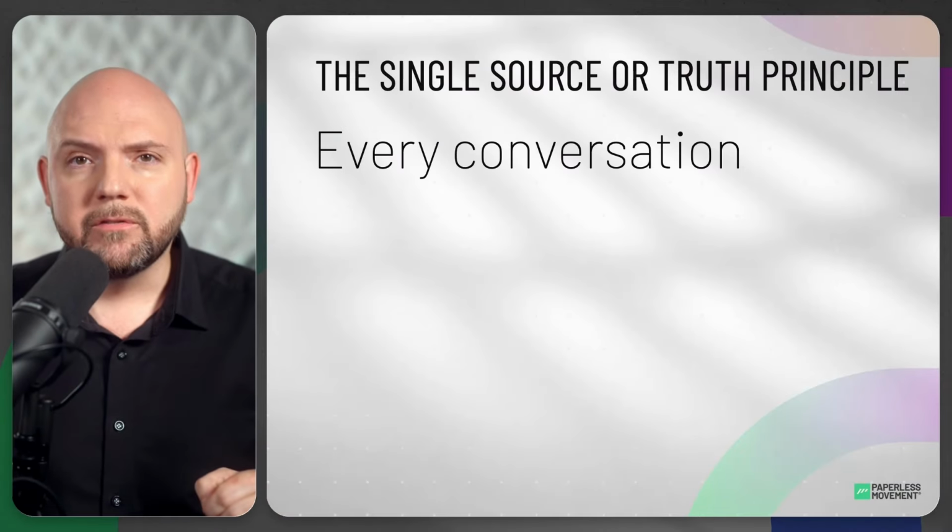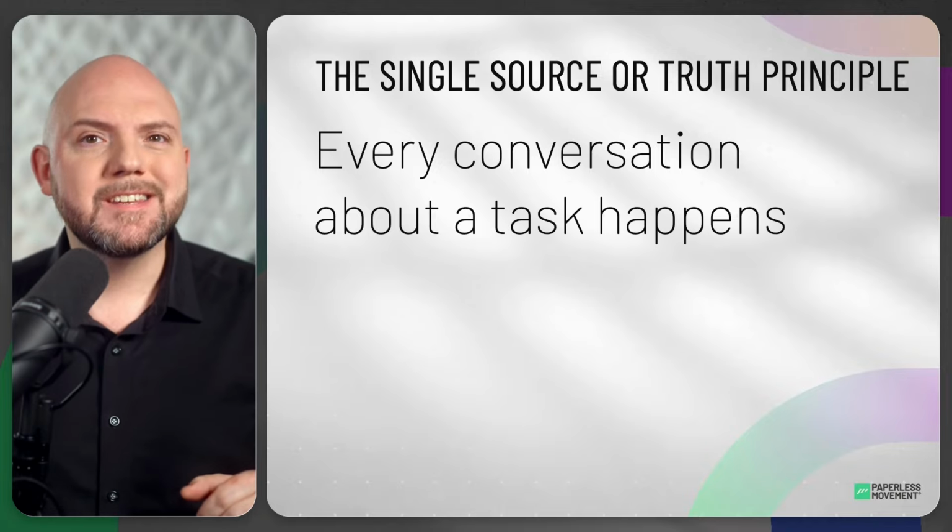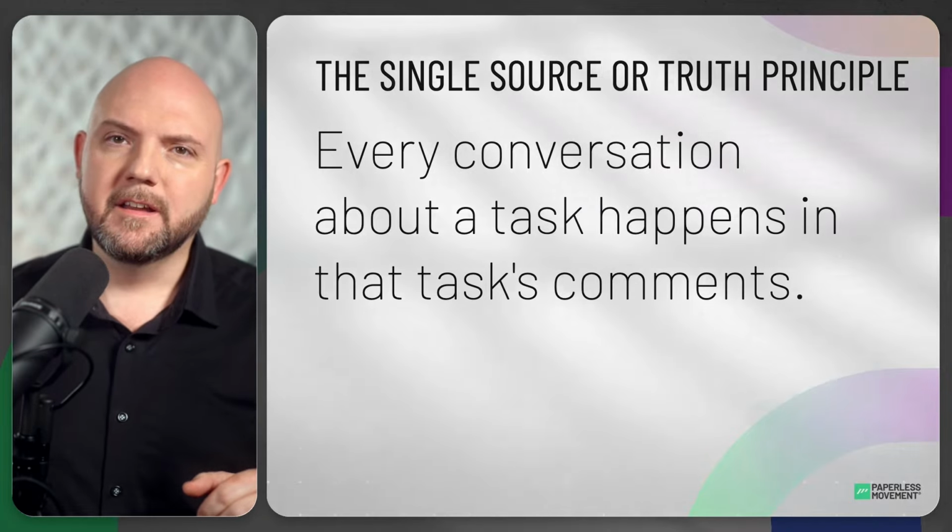Third, implement single source of truth through context and communication. This is where most teams completely fail. They build a perfect structure, then all the actual communication still happens in Slack, Microsoft Teams, Google Chat and email. Here's the rule. Every conversation about a task happens in that task's comments. Every decision gets documented there. Every file gets attached there.